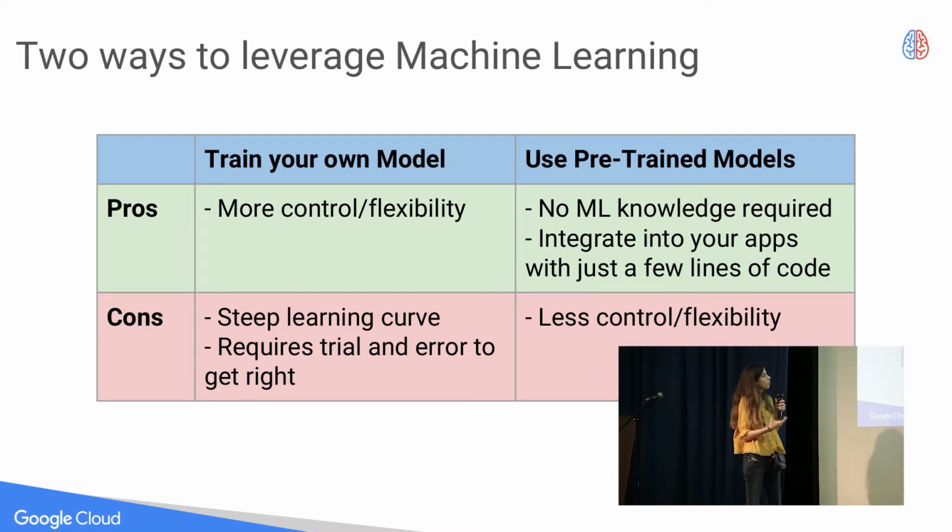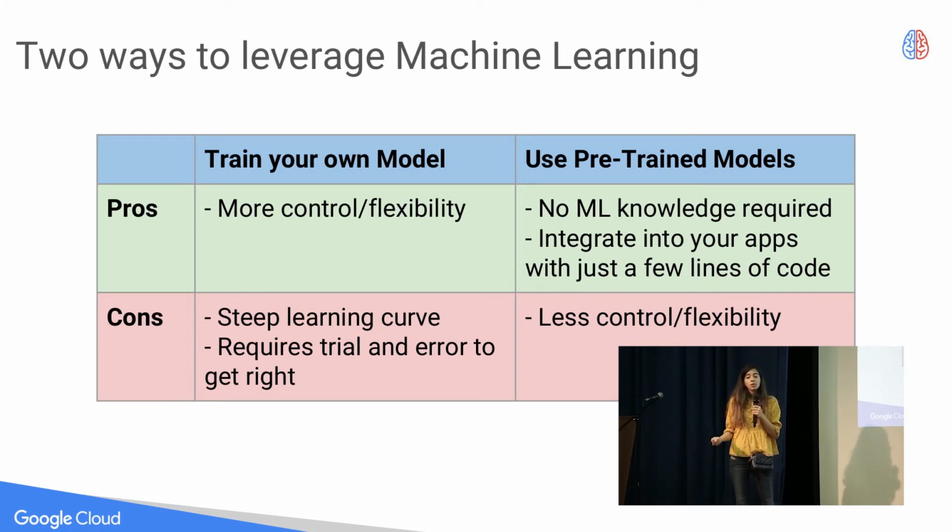This is where the pros come in: you do not need any ML knowledge. You don't need to train your model from the beginning. You don't need to get this huge amount of data and then classify it and go through the training, the testing and the validation. You can integrate them into your apps with just a few lines of code. It's very simple and I will show you in a demo.